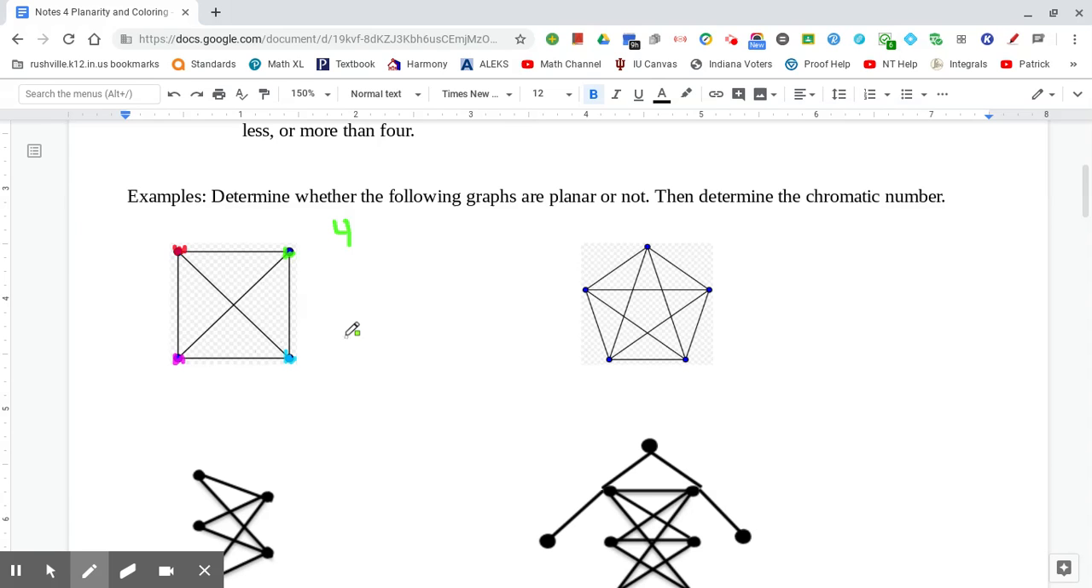That means that this graph could be planar. It might not be planar. I am just going to have to play around with it. All right, so hopefully you can see on this one, it's not that hard of a graph to untangle.